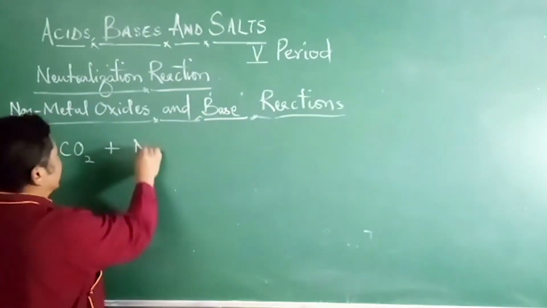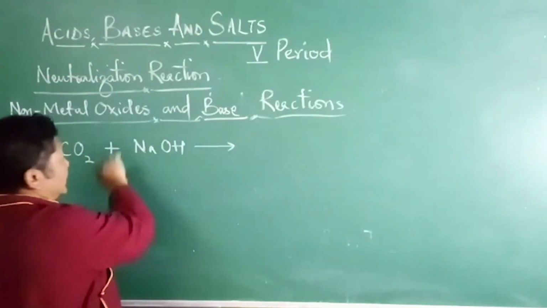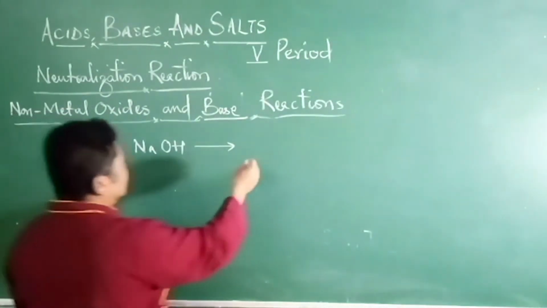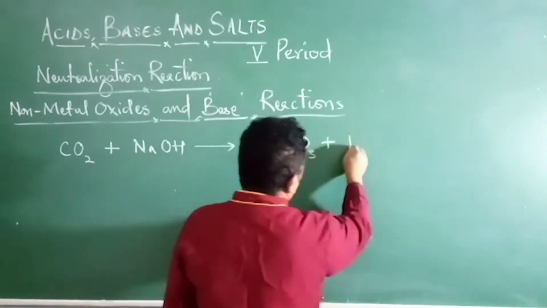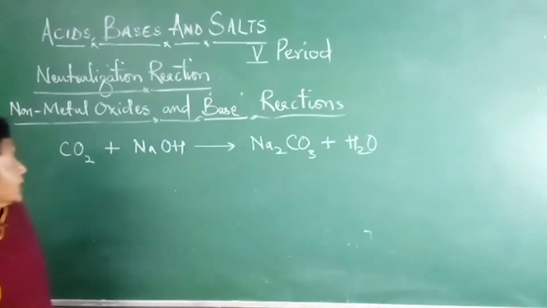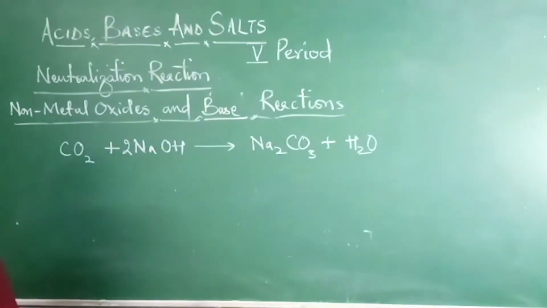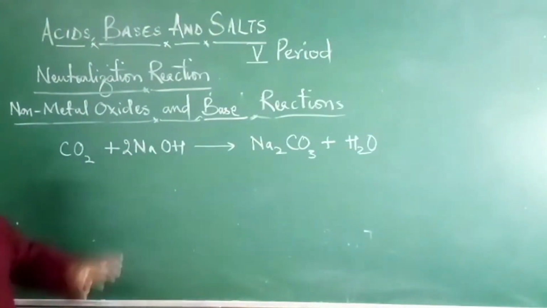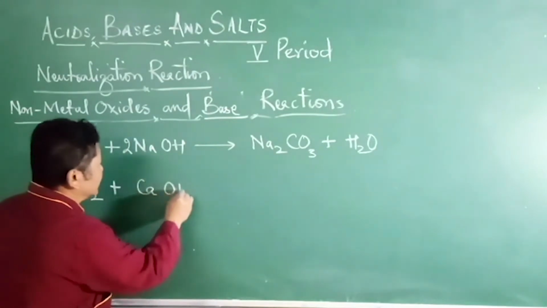A base like sodium hydroxide. Sodium hydroxide reacts, and the neutralization reaction's product is salt and water: sodium carbonate and water. Count the sodium, carbon, oxygen and hydrogen atoms. The equation is balanced. Okay.